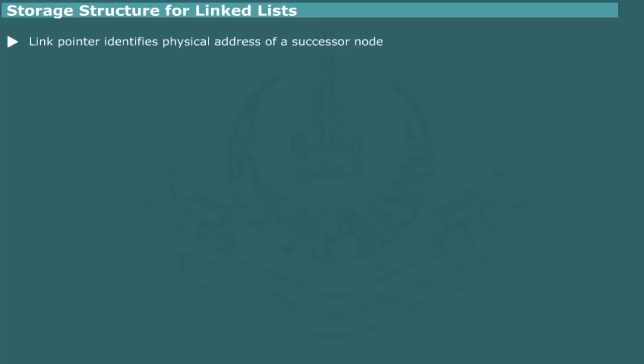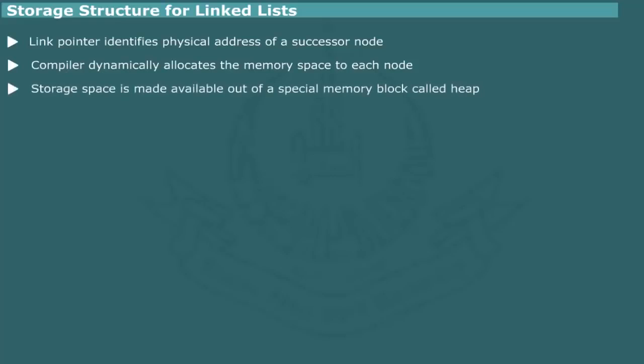The link pointer in the nodes identifies the storage location of the successor nodes. Actually, the compiler dynamically allocates the memory space when a new node is added to a linked list. The storage space allocation is made out of a special memory block called heap. A heap is meant to provide storage space in addition to the space utilized by different elements of a program, such as constants, variables, and program statements.